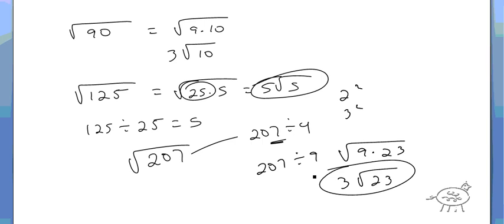Let's try another one here. The square root of 2597. Okay? Well, I know I'm not going to divide a 4 into it, but I'll divide it by 9. 2597 divided by 9.